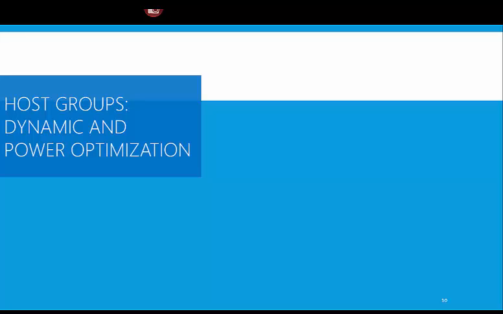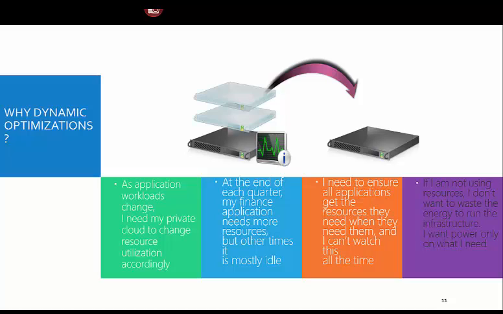Host group dynamic and power optimization. What is dynamic optimization and why use it? As application workloads change, I need my private cloud to change resource utilization accordingly. For example, at the end of my quarter, my finance application needs more resources, but at other times it's mostly idle.